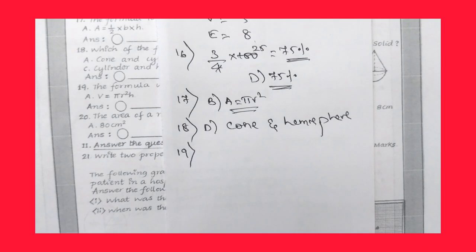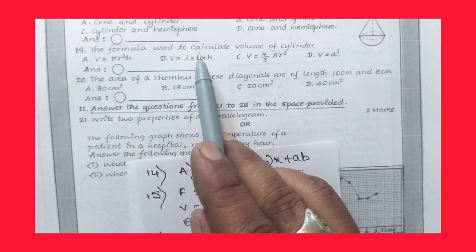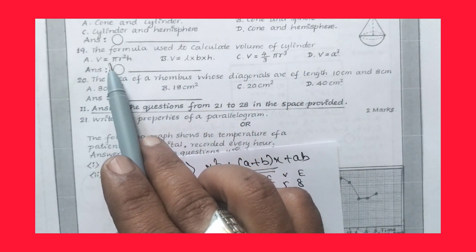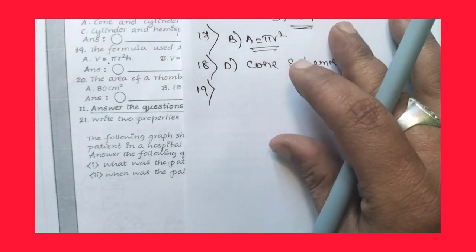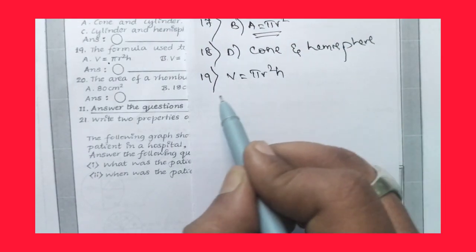Now let us move to the 19th question. The question is the formula used to calculate the volume of a cylinder. For the volume of a cylinder, option A is the answer. So option A: volume is equal to pi r square h.